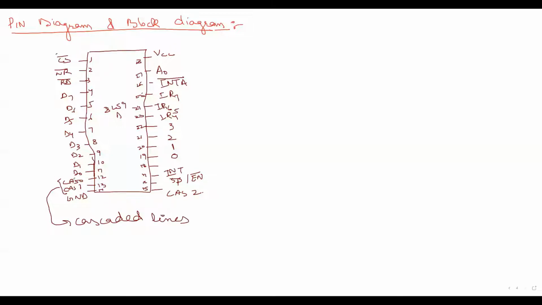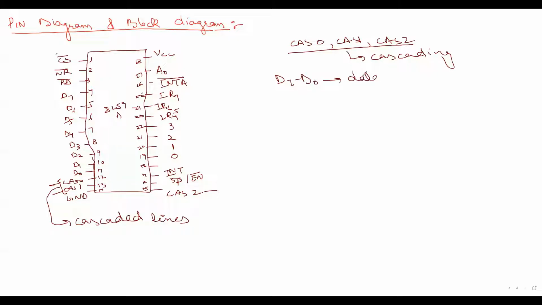So these three pins, CAS0, CAS1, and CAS2, are used for cascading. Cascading means connecting one 8259 to another 8259. We won't be discussing cascading, so we won't discuss these pins. Then the pins D7 to D0 are for the data bus, and it is bidirectional.